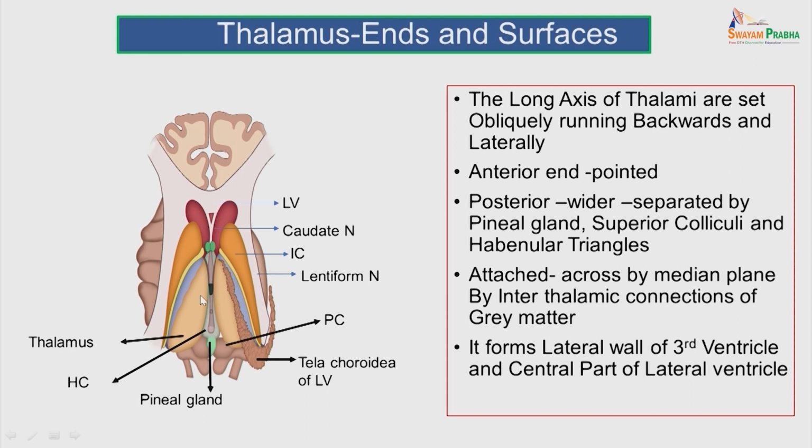In the midline, it is attached by a part of the grey matter called the interthalamic connection. It forms the lateral wall of the third ventricle. So, this slit we are seeing is the third ventricle, and it forms its lateral wall. It also forms the central portion of the lateral ventricle. The blue area is the lateral ventricle, and it forms the central portion of that. So, these are the two ends, enclosing the third ventricle on the medial side and the lateral ventricle on the lateral side, extending anteroposteriorly.